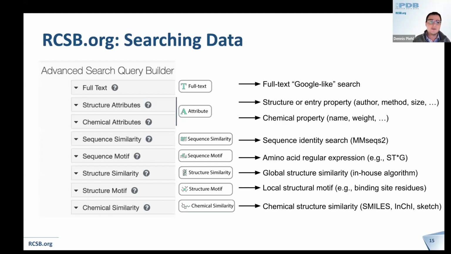We also offer sequence similarity and sequence motif searching, which lets you search for structures based off of a sequence identity or amino acid pattern or regular expression. You can also perform structure similarity and structure motif search, which allows you to perform structure similarity searches at both a global and local level, in which the local level would let you look for binding site motifs. And last, we offer chemical similarity searching, which allows you to search for structures containing chemical components of a similar SMILES or InChI string.